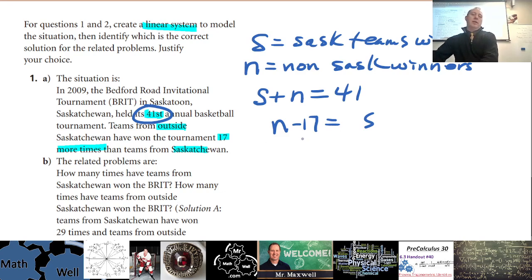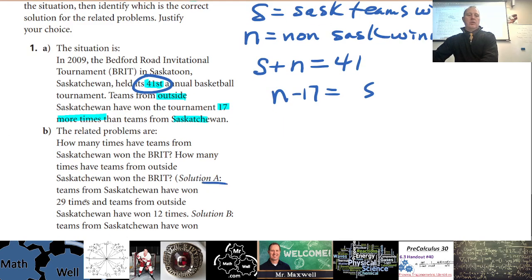So question B says, it doesn't say solve. You can solve, but you don't have to. It just gives you 2 solutions, and you test them to see which one works. Solution A says the teams from Saskatchewan have won 29 times, the teams from outside Saskatchewan have won 12 times. Well, that violates what we just read, that teams from outside Saskatchewan have won more times. So this one obviously is not the solution right away.